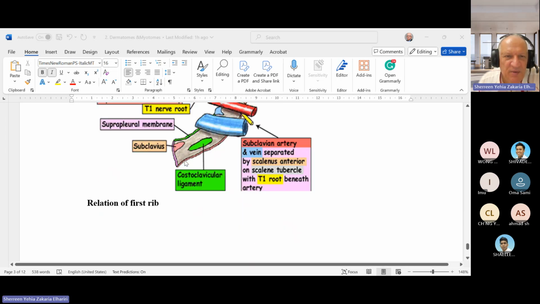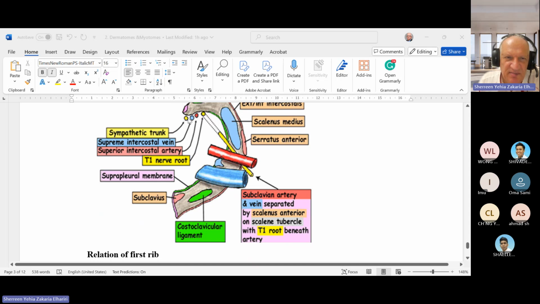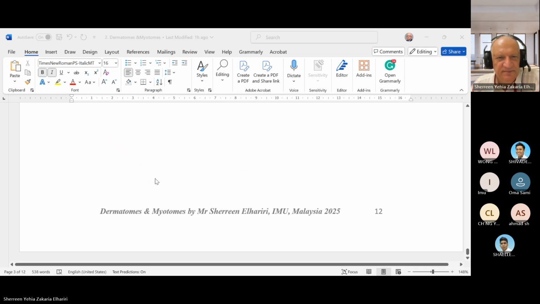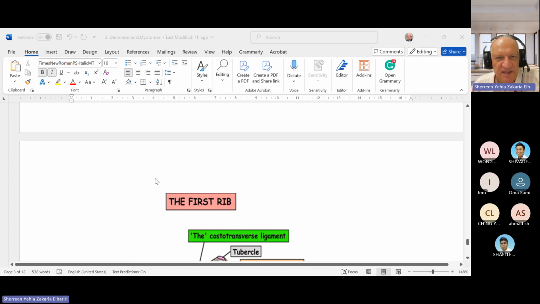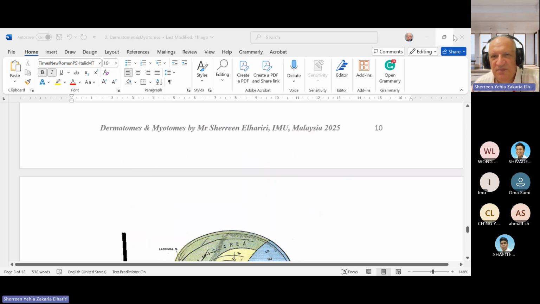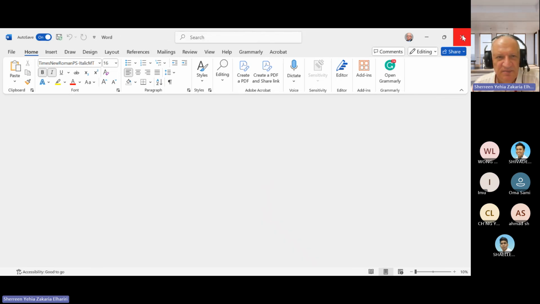Of course, most of the questions nowadays are about sympathetic ganglion injury or thoracoscopic sympathectomy. A thoracoscope is like a laparoscope in the abdomen, but in the chest, the thoracic cavity. Of course, this file is about dermatome and myotome.